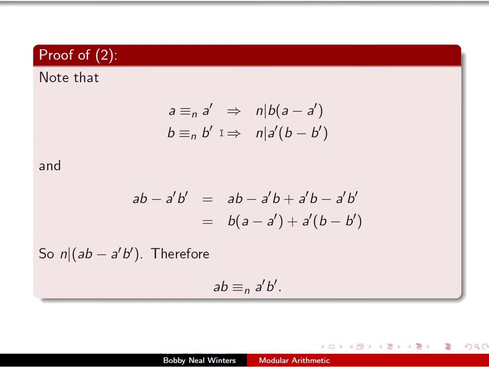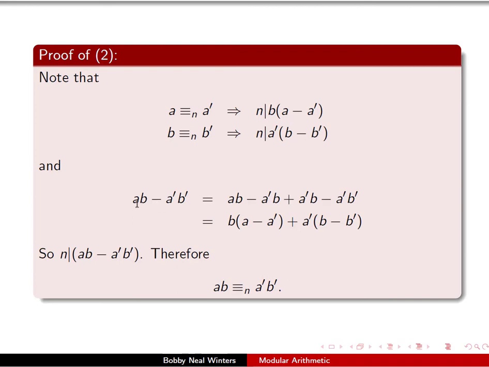For 2, it's just as easy. If a is equivalent to a prime mod n, that means that n is going to divide a minus a prime times b. And since b is equivalent to b prime mod n, then n divides a prime times b minus a prime b prime. This is not difficult to see. I mean, n divides a minus a prime and b minus b prime, so if you multiply by an integer there, it still divides.